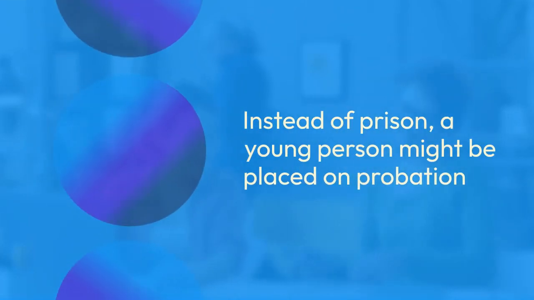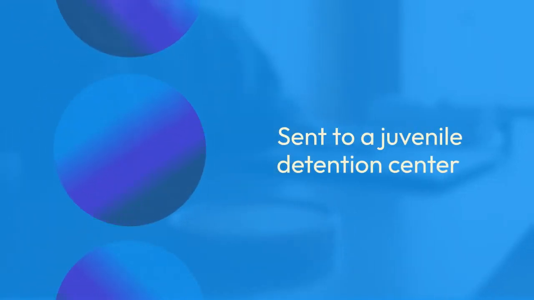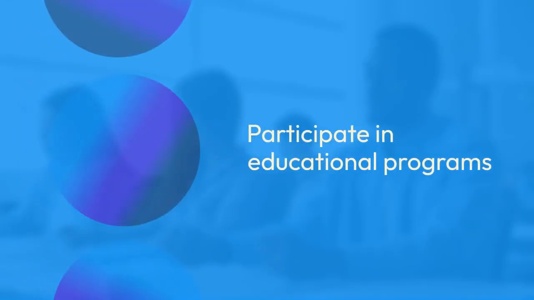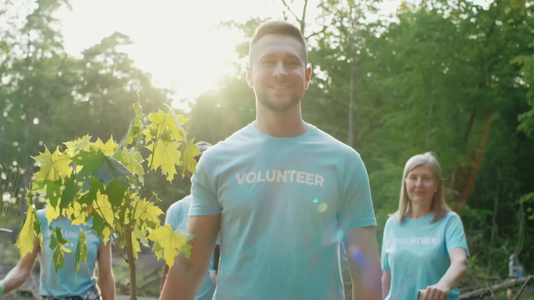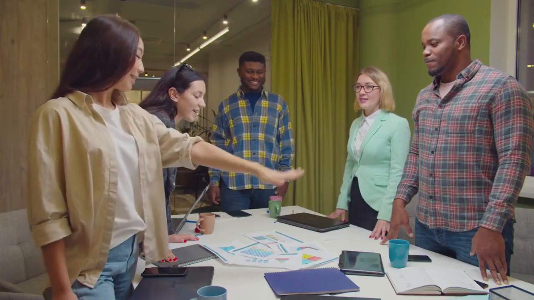Instead of prison, a young person might be placed on probation, sent to a juvenile detention center, ordered to attend counseling, perform community service, or participate in educational programs. The focus is on helping them learn from their mistakes and get back on a positive path.